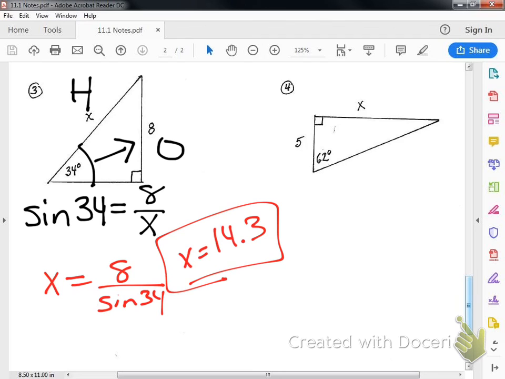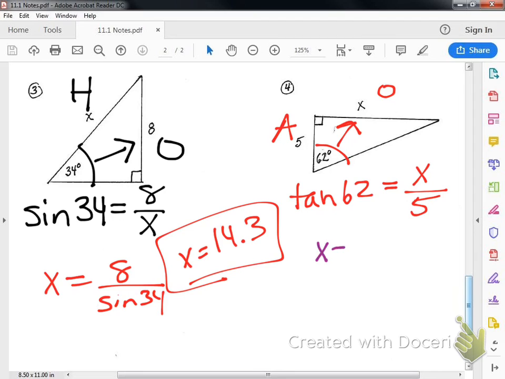All right, last one. So the 62-degree angle. This is the what? Opposite. This is the adjacent. So you are correct. Tangent is going to be our go-to on this one. And then you just multiply both sides by 5 to get the x by itself. So x is going to equal 5 times the tangent of 62. And then you wind up getting 9.4.